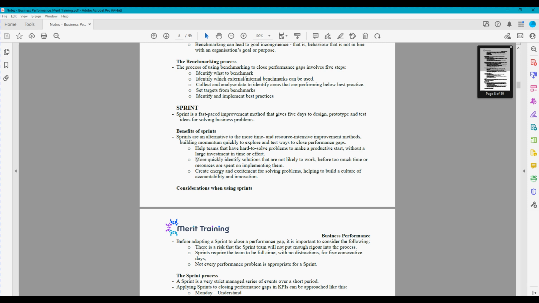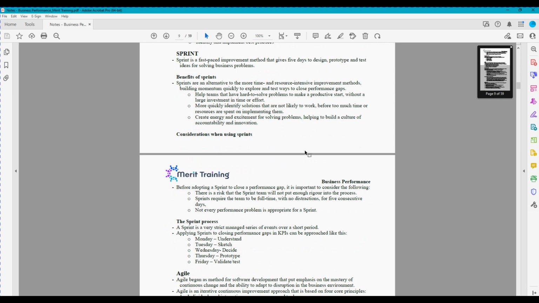Number 2, it's about quickly identifying solutions that are not likely to work before energy and time is spent on it, right? So if management had one idea of how to solve it, they speak with the board about it, they say, no, let's not do that. You're going to have this problem. And that saves them a lot of time because they don't go down that route. And then it can also create a lot of energy and excitement for solving problems by discussing it at a high level, talking about the solutions. It also creates a culture of accountability and innovation.